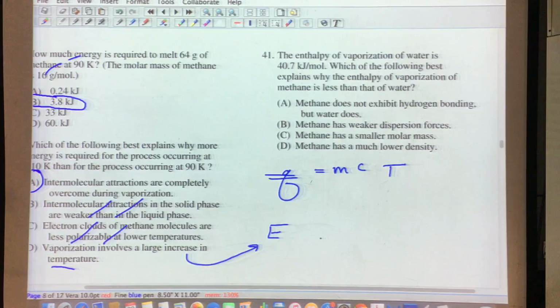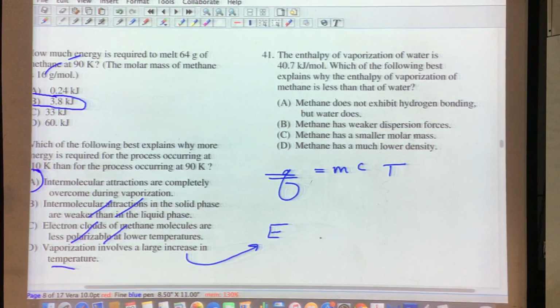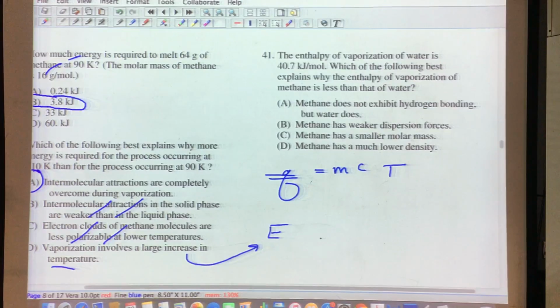Since I'm rolling here. The enthalpy of vaporization of water is 40.7. Okay, you can tell people really want to be here. Which of the following best explains why the enthalpy of vaporization of methane is less than that of water? Why does it take less energy? Okay, think about it. The enthalpy of vaporization of water, that means the energy required to completely vaporize a mole of water is 40.7. Which of the following best explains why the enthalpy of vaporization of methane is less than water? Well, why would it be lower?